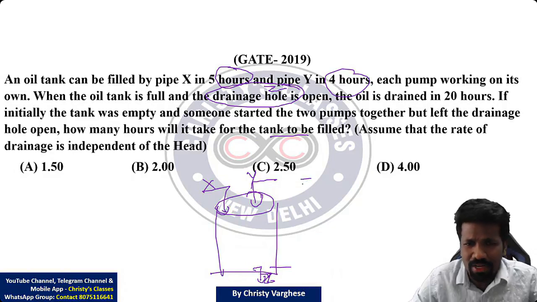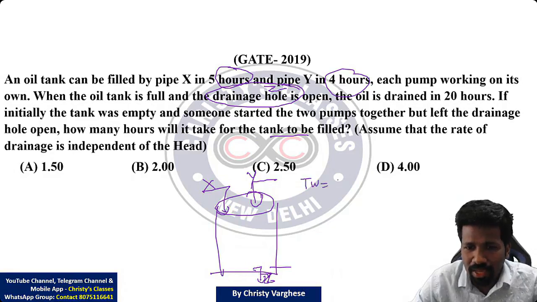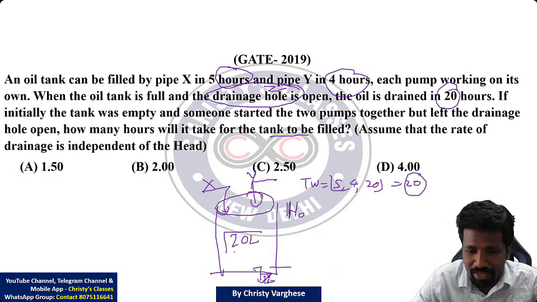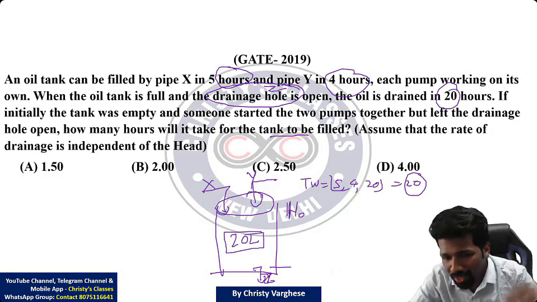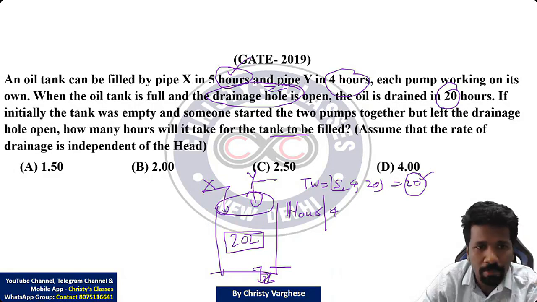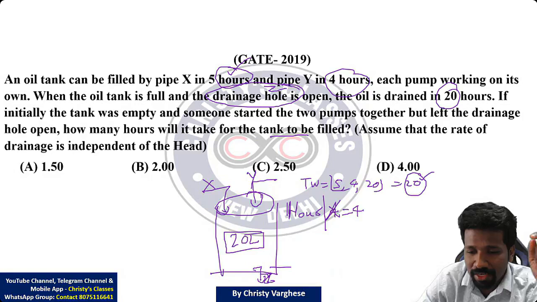Unitary LCM method ही use कर रहा है. Let total work be LCM of 5, 4 and 20. 20 is also there. 5, 4 and 20 का LCM क्या है? 20. मतलब total 20 chocolates are there. So 1 hour work सोचो. 20 chocolates, just like previous question, I will make it 20 liter is the capacity of the tank. So 1 hour में 5 hour में 20 liter fill कर सकता है, तो 1 hour में 4 liter ना. So pipe X will fill 4 liter. Pipe Y 4 hour में 20 liter, so 1 hour में 5 liter.